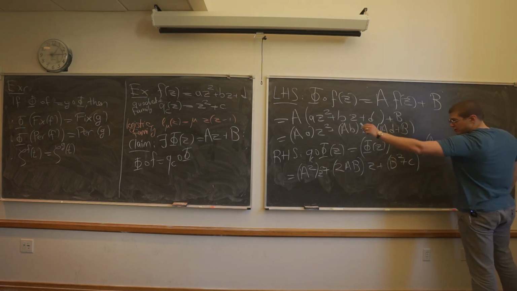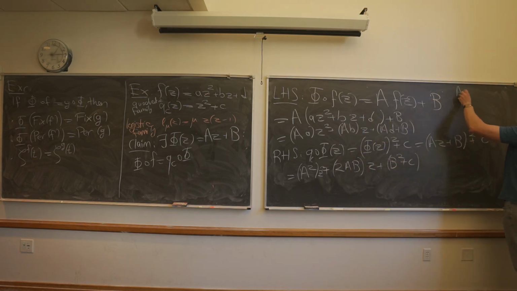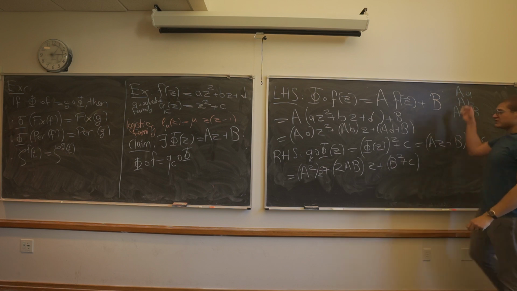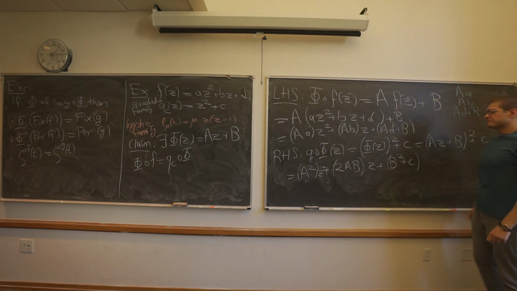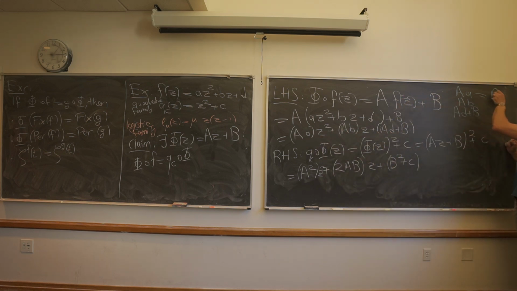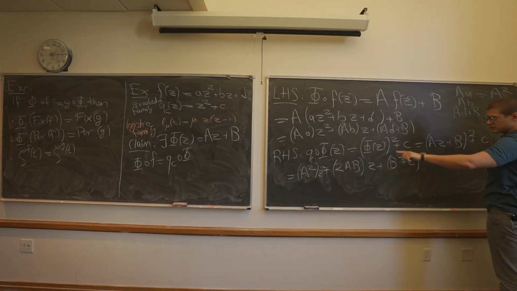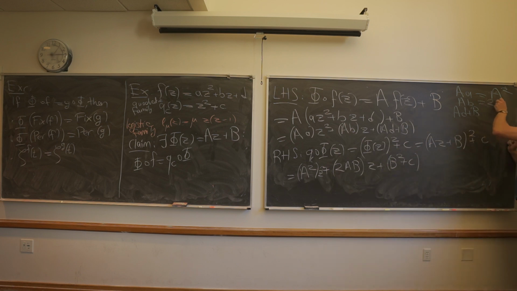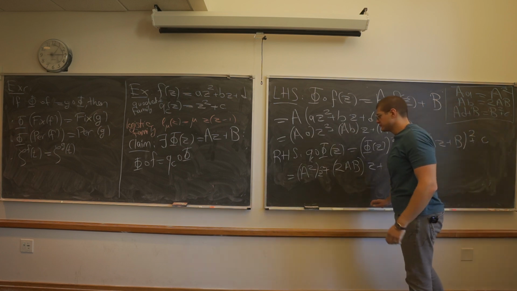So from the first numbers, I get, let me just write all of them actually here. So these are the numbers coming from here. And these should be equal to A squared, 2AB, and then B squared plus C. Now these are, of course, nonlinear equations, but still, they're not complicated.